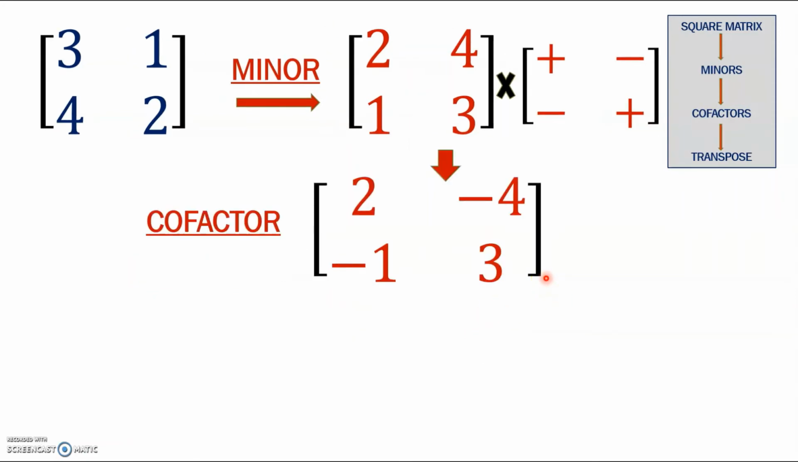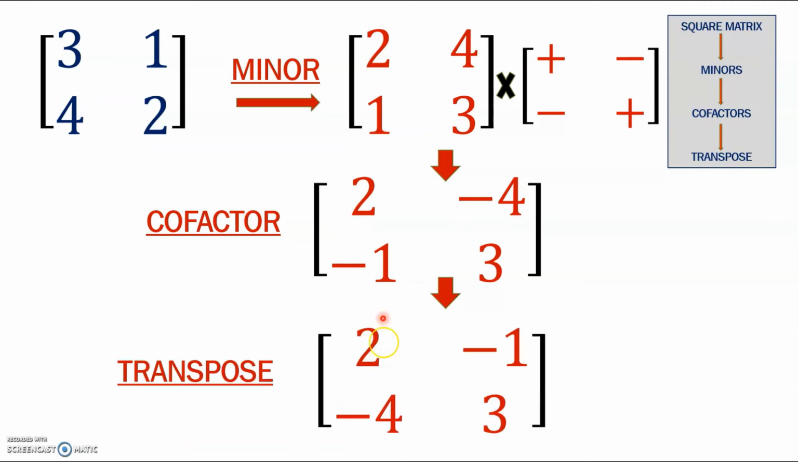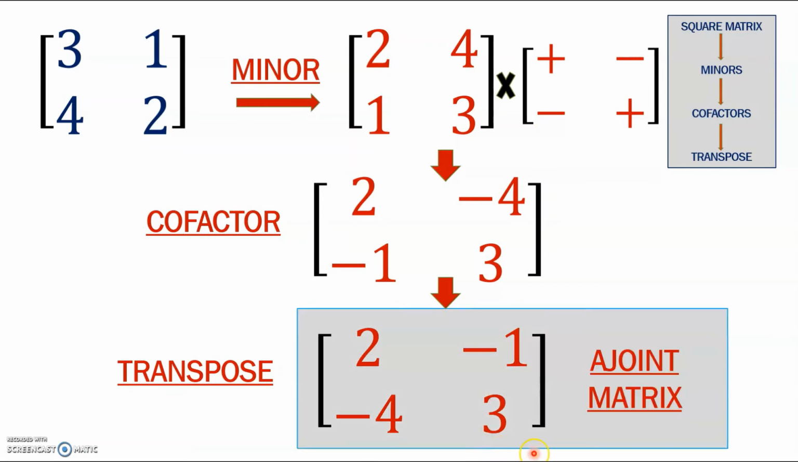Next, we need to do the transpose. To do the transpose, 2, minus 4 will be the first column in our transpose matrix. So the row here becomes the column here. So 2, minus 4 will become 2, minus 4 in the column. And minus 1 and 3 in the second row will become minus 1 and 3 in the second column. So this is our adjoint matrix of this matrix.